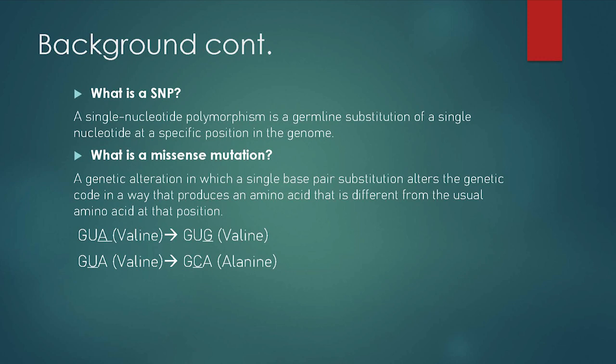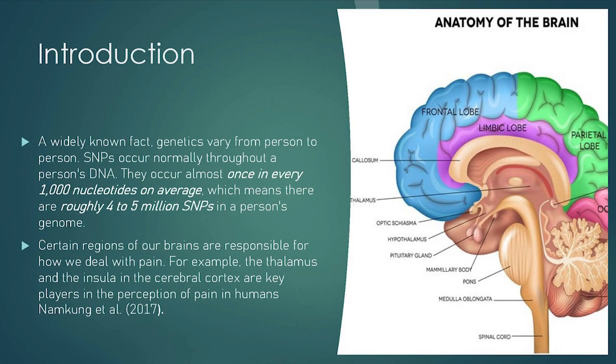So here, same as before, just one letter is changed. However, this one letter changing has coded for a brand new protein. So these are missense mutations, and this is what we'll be focusing on for the rest of this research. Okay, next. So introduction to my research. As I stated before, genetics differ very much from person to person, and SNPs that we mentioned before are super normal and they occur many times throughout our genetic sequences. As you can see here in some statistics, one occurs almost every 1,000 nucleotides, and that equals about 4 to 5 million SNPs in at least one person. So you can see how we're all very susceptible to different variations within our genetics. That just leaves us all very, very different.